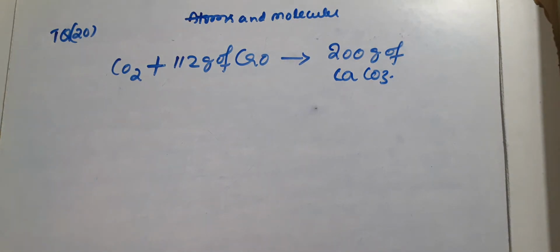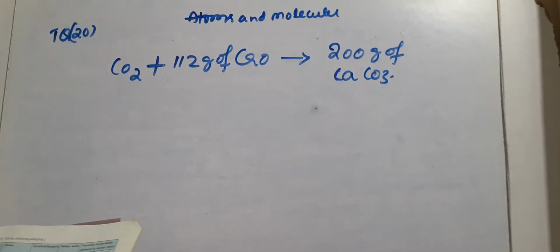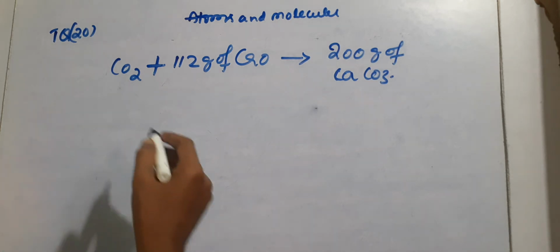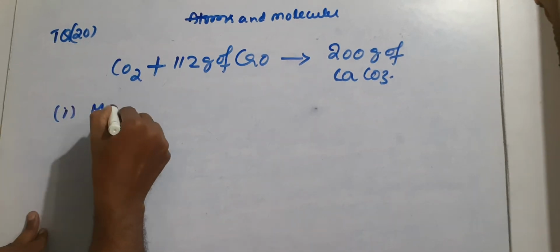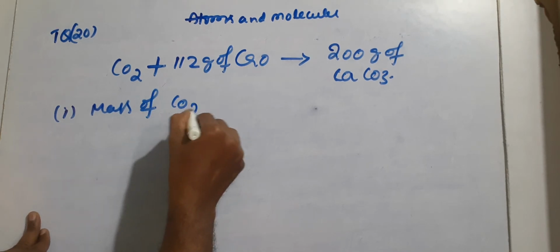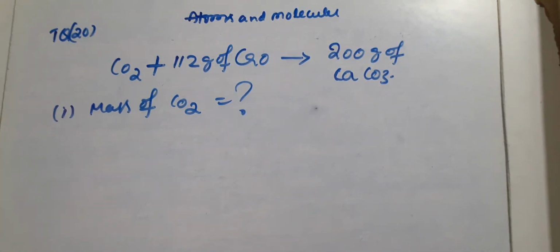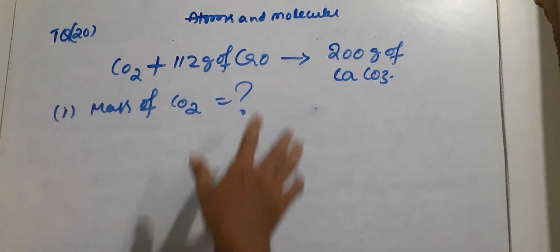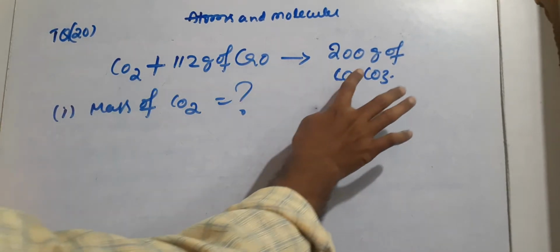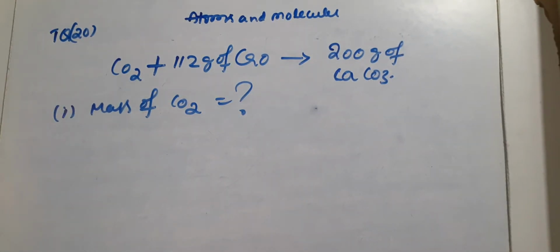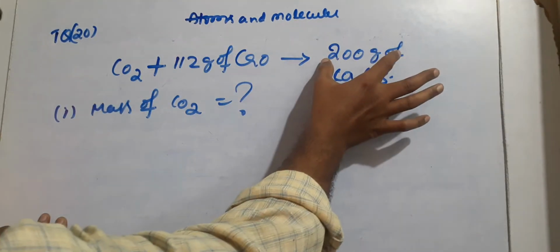Then what do we want to find? Calculate the mass of carbon dioxide used and state which law of chemical combination will govern your answer. In this equation we want to find the mass of CO2. Here the reactants are carbon dioxide and calcium oxide, CaO. These two are reacting to form calcium carbonate of mass 200 grams. But in the reactants, only the mass of one substance is given and the other is not given. But you know from the law of conservation of mass that the mass of the reactants equals the mass of the products.